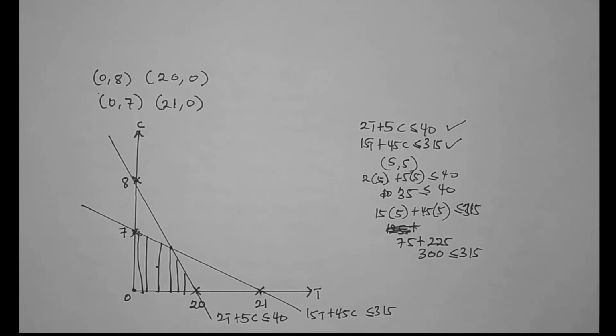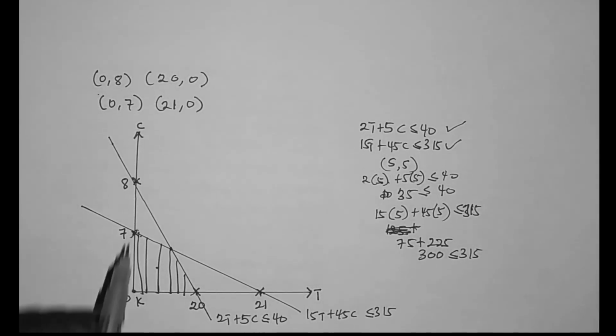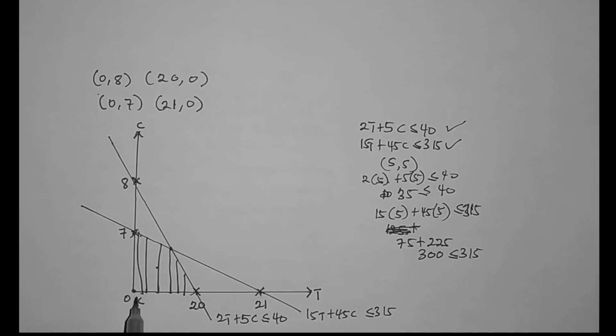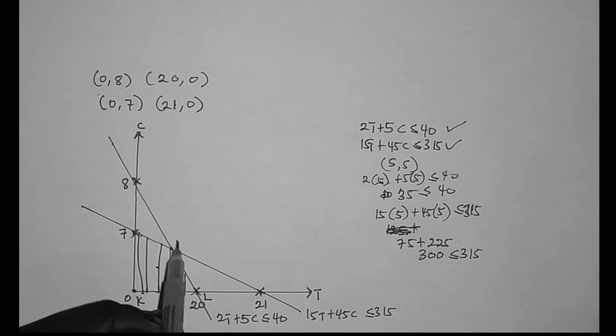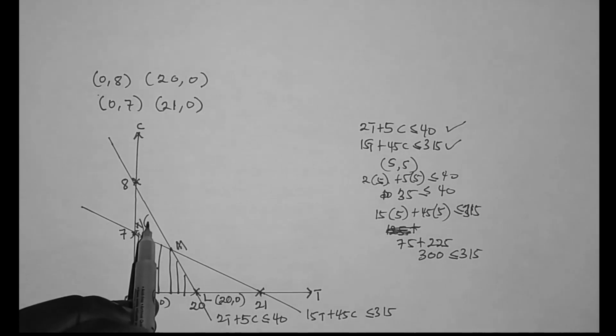So let's assume that this is K, L, M, N. This is what I'm choosing to label my points. So we'll go ahead and find the coordinates of K, L, and N. We see that K is 0, 0. L is 20, 0. Then N is 0, 7.